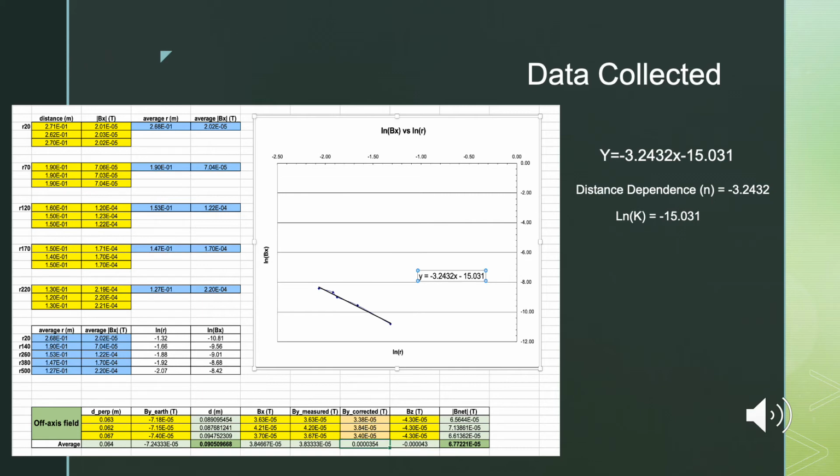So as you can see, my equation was y equals negative 3.2432x minus 15.031. We know that the distance dependence is the coefficient of the x here, and that is negative 3.2432. ln of k is the constant here, and that is discovered to be negative 15.031 in my case.